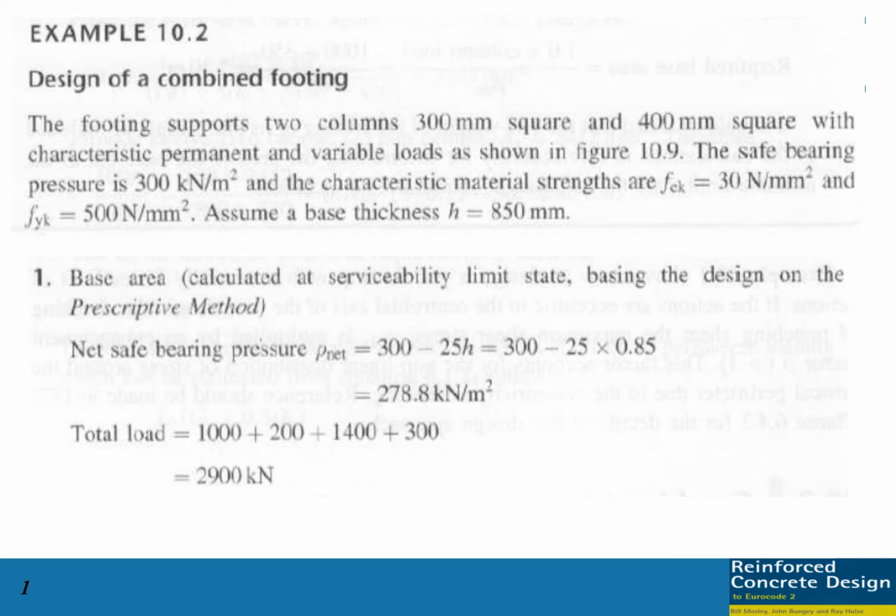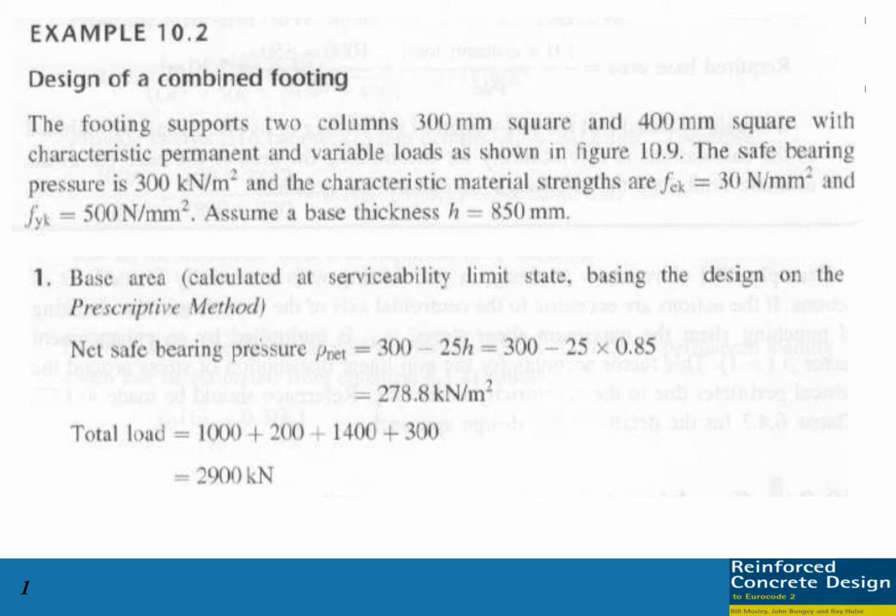The soil bearing capacity is 300 kilonewton per square meter, or we can call it 300 kPa, kilopascal. The fck is 30 Newton per square mm, and fyk is 500 Newton per square mm. In this example, we assume the thickness of the footing is 850 mm.